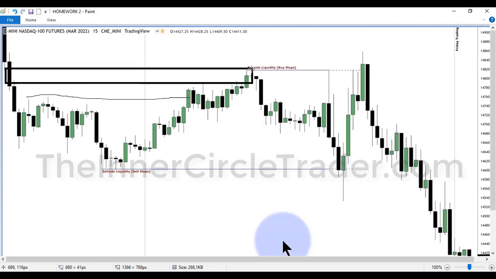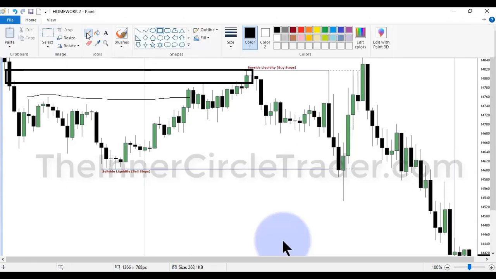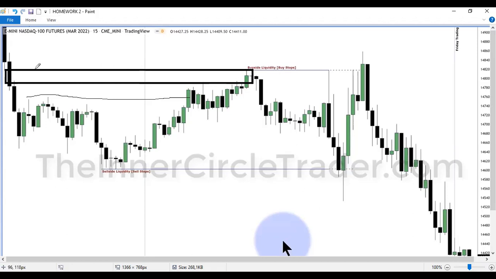This is the fair value gap. That was supposed to be your first entry of the day, because the market came back to fill in that fair value gap. And then after filling in the fair value gap, it went down. So that was supposed to be your first entry.